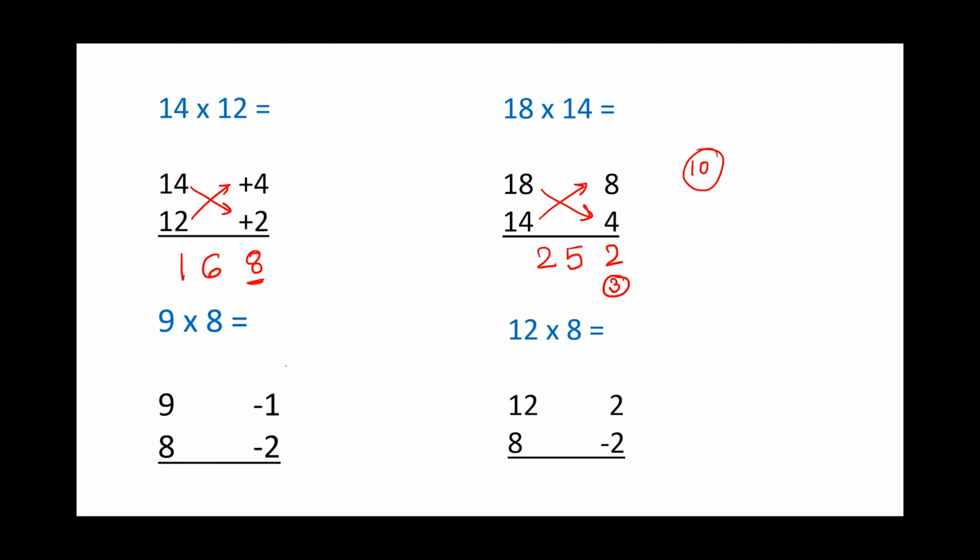9 into 8, I know you already know the answer, but you can just check this method. It's so beautiful. 9, the deficit is minus 1. 8, it's minus 2. So 2 ones are 2. So either 8 minus 1 or 9 minus 2, which gives you 7.